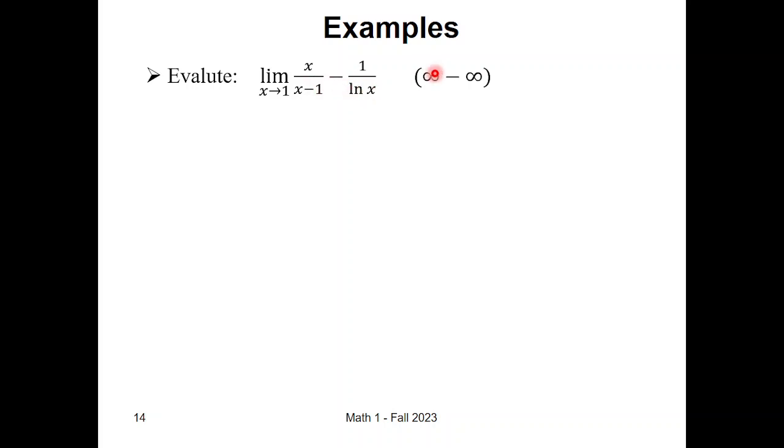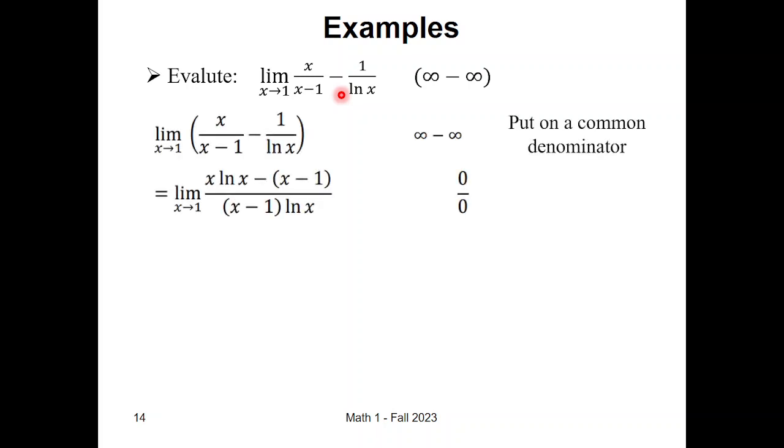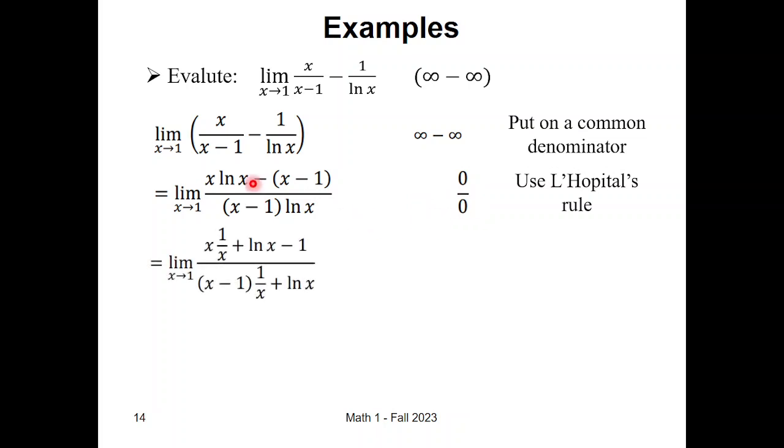In general, to deal with this problem, you have to collect these 2 fractions into a single fraction. This is the first step in dealing with infinity minus infinity. So we make a common denominator, and we have this fraction. Now, if you put x equal 1, you get 0 over 0. So you can apply L'Hopital's rule now. We differentiate both numerator and denominator to get this expression. You can simplify by cancelling this one with this one, and you get this result.